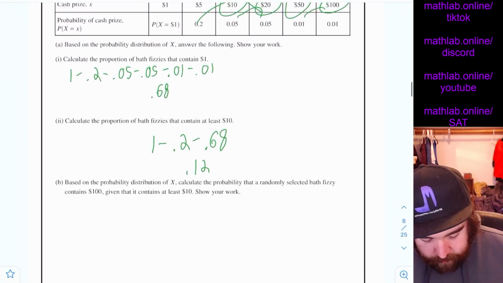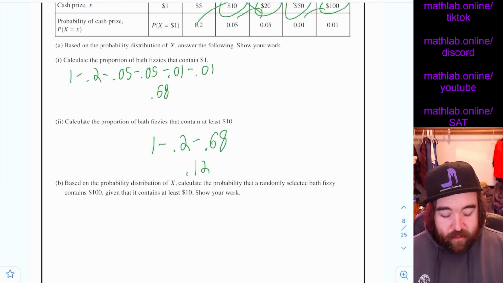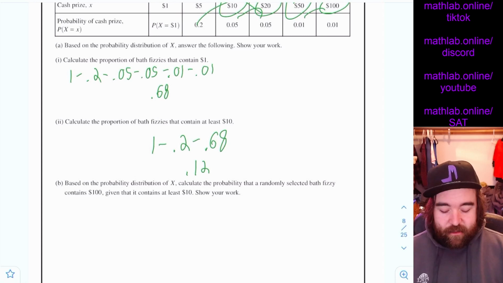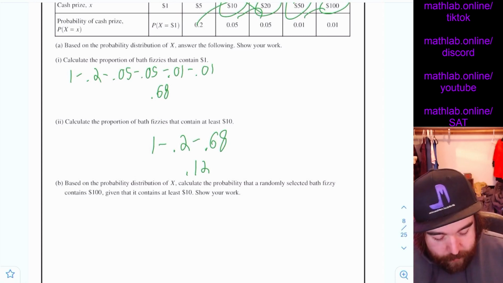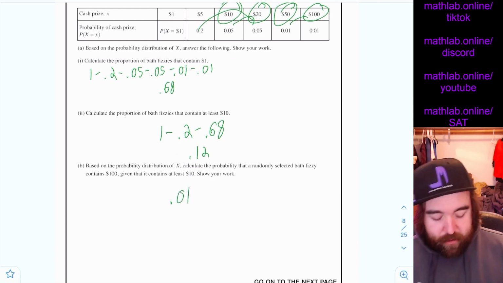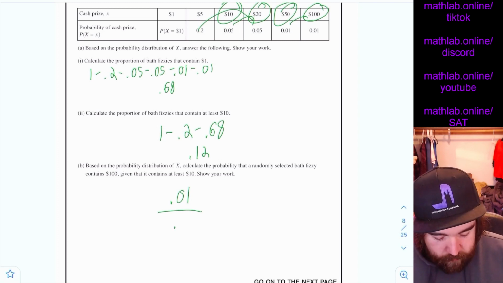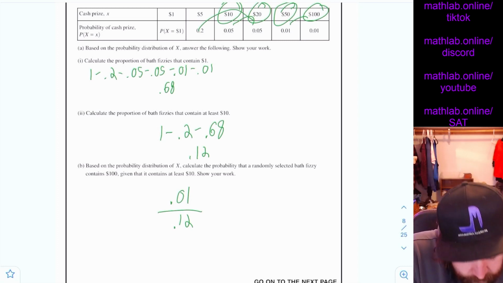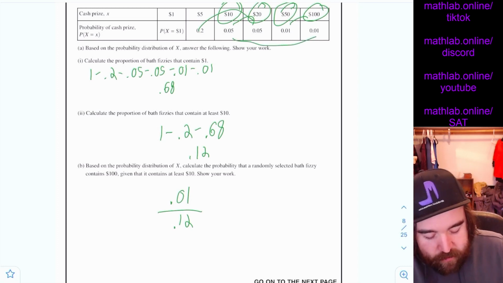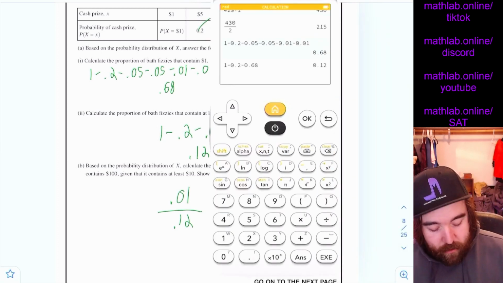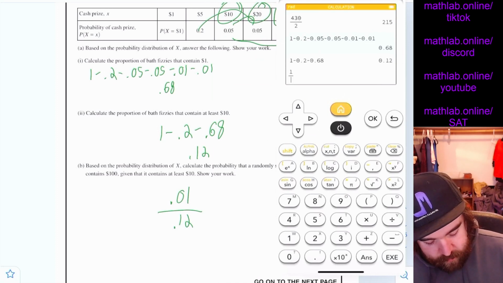B. Based on the probability distribution of x, calculate the probability that a randomly selected bath fizzy contains $100, given that it contains at least $10. Okay, that's easy enough. What is the probability of $100? 0.01 out of the probability of at least $10, which conveniently we just calculated. Look at it again to make sure. My goodness, it would have been far easier to just add those together and see that it's 0.12. But anyway, it's all good. 1 divided by 12, not sure. So we'll type that in.